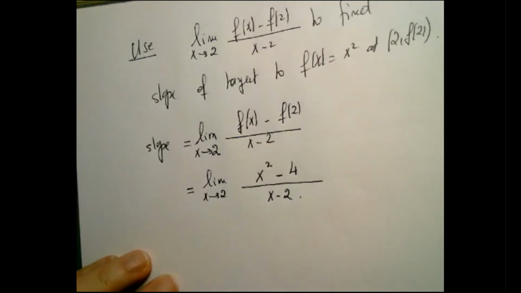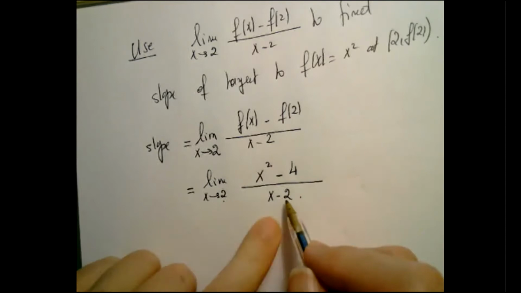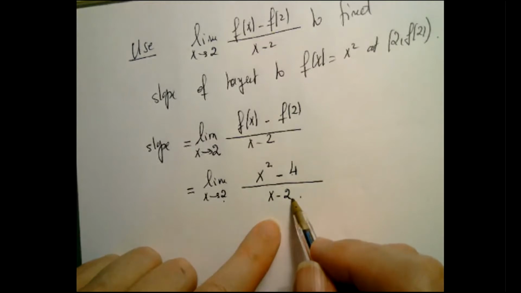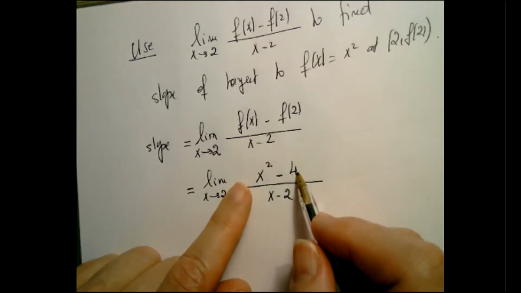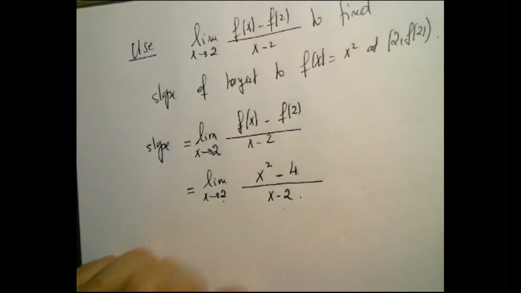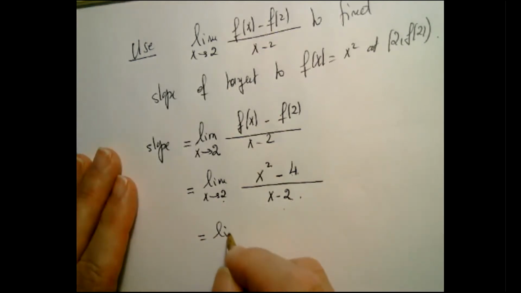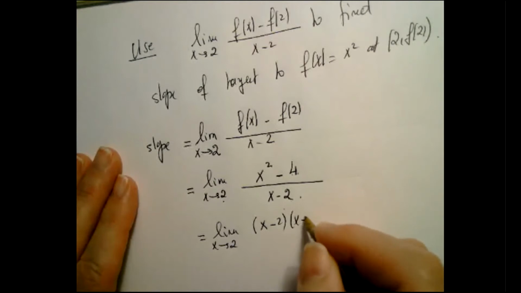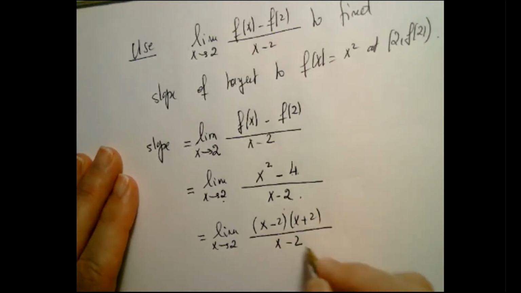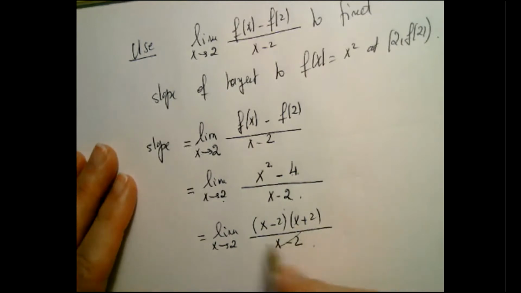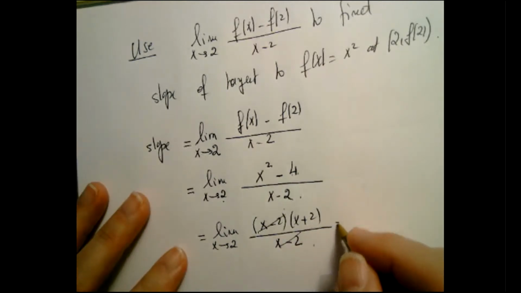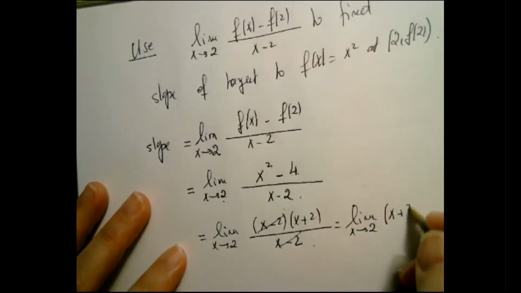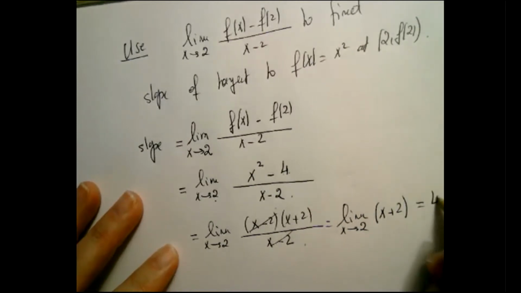Does this one look familiar? It should look very much familiar. When x becomes close to 2, the denominator gets close to 0 and the numerator gets close to 0. So to find this limit, we have to factor. x squared minus 4 gives me x minus 2 times x plus 2, over x minus 2. Now the x minus 2 cancel. That's why we factor. We are left with the limit as x becomes close to 2 of x plus 2. And now this is equal absolutely to 4.